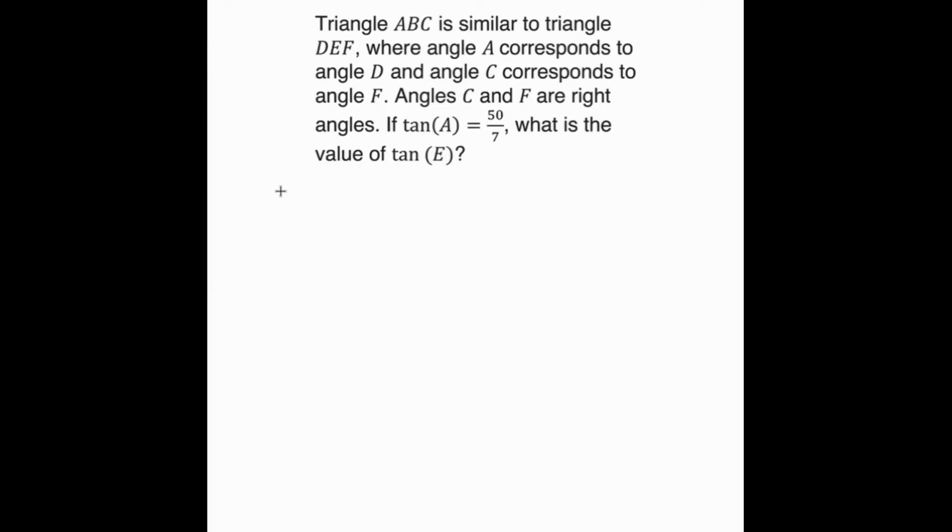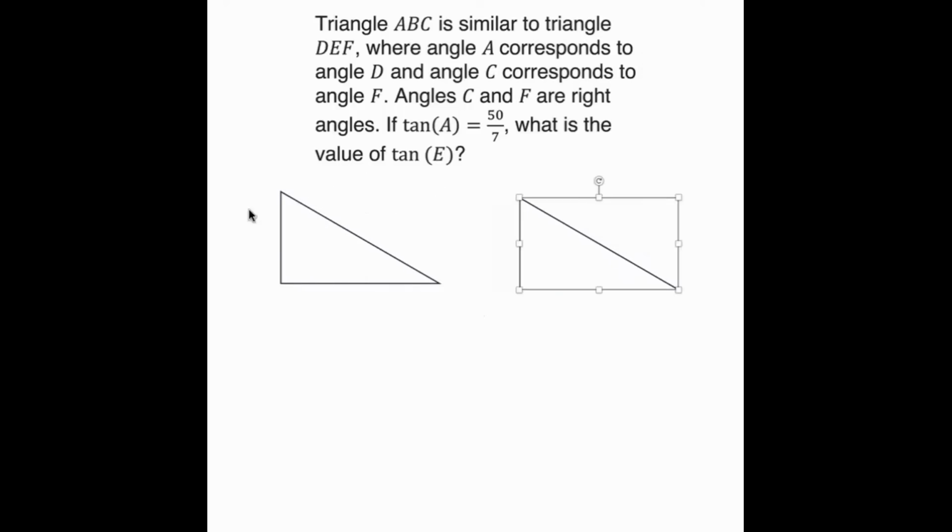This question is telling us about two right triangles. So let's go ahead and draw those. C and F are the right angles. So we'll call this and this C and F.